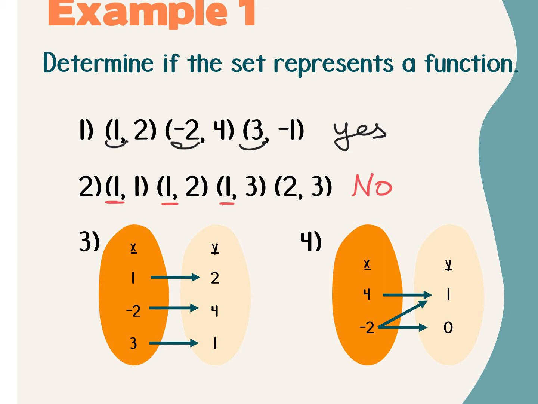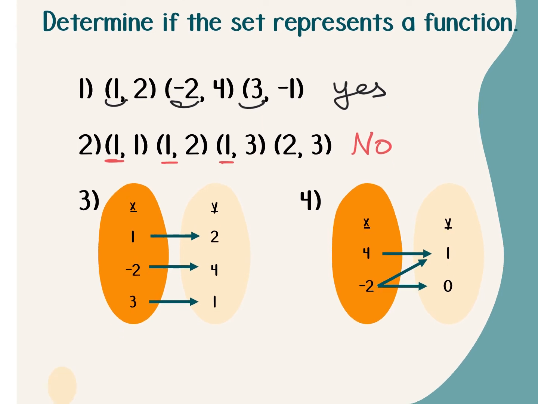The next thing here is a mapping diagram, and what I need to focus on here are the arrows that are coming out of the numbers. As long as each one of the x numbers in that x oval has only one arrow coming out of it and it maps with exactly one y, then I will say yes, this represents a function. But as soon as one of these numbers has 2 arrows coming out of it, this makes this not a function.